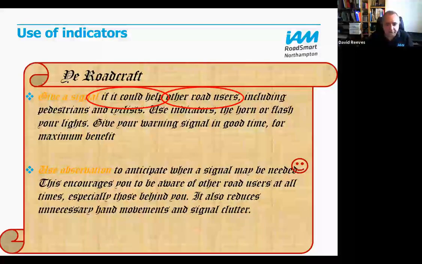This encourages you to be aware of other road users at all times, especially those behind you. Yeah, absolutely nothing wrong with that. Yes, we absolutely must encourage our associates to be aware of all the other motorists, all the other traffic around them, and particularly those behind them. All good. It's this last sentence that I think causes all the arguments.